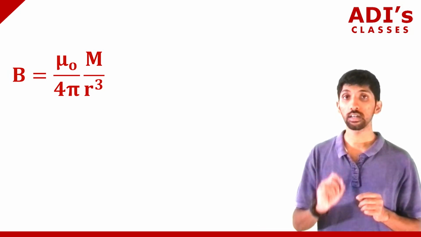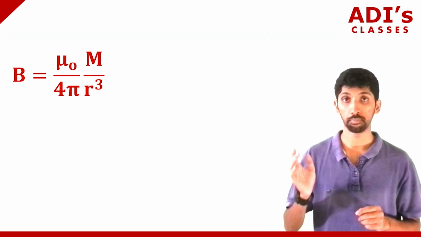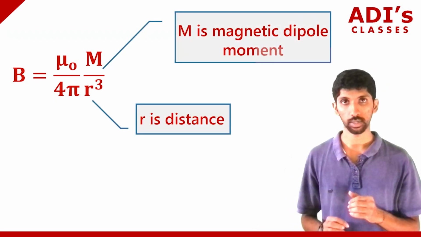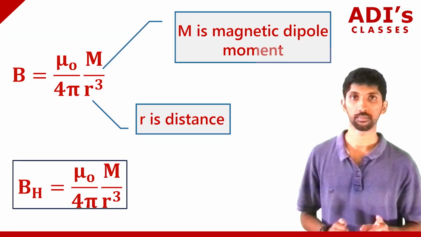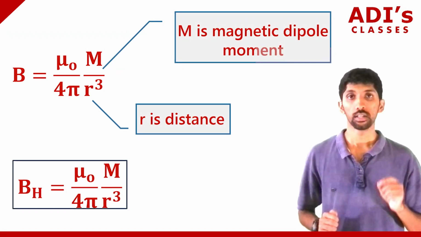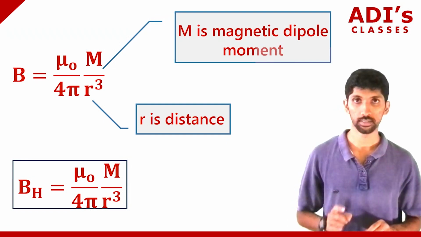Here the horizontal component of Earth's magnetic field, BH, will be equal to mu naught by 4 pi into m divided by r cube. So if we know the Earth's horizontal component, then we can figure out the distance. So this is one.